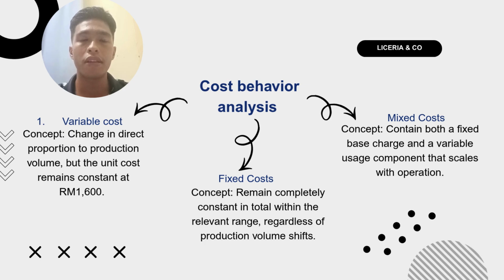Cost behavior can be divided into variable costs, fixed costs, and mixed costs. The variable cost for each HVAC unit is 1,600. As production increases, total variable costs also increase. Fixed costs remain constant regardless of production volume, while mixed costs contain both fixed and variable elements. Understanding cost behavior allows Innotech to prepare accurate budgets, perform break-even analysis, control costs effectively, and make better management decisions.